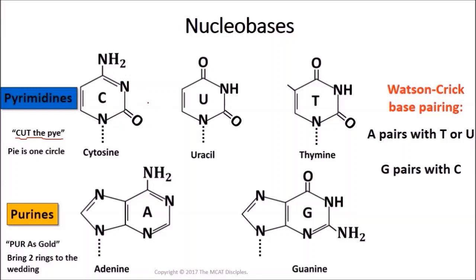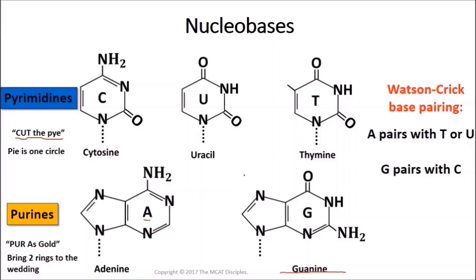Again, these are just aromatic heterocycles. The purines are two-ring aromatic heterocycles containing nitrogen. And the mnemonic is "pure as gold," to remember that the purines are adenine and guanine. Okay? And you bring two rings to the wedding, so that'll help you recall that these are two-ring structures.